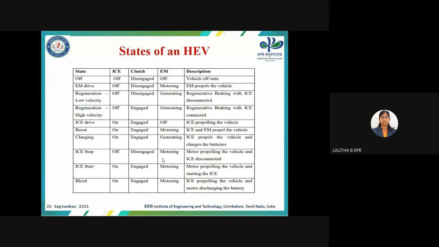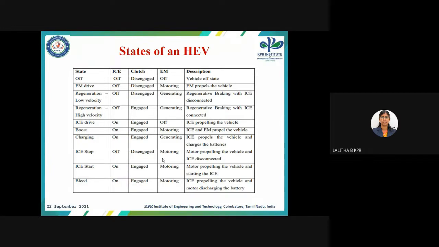Here we can explain the operating modes of the state machine, the different states of a hybrid electric vehicle. When it is in the off state, the clutch is disengaged and the electric motor is off, so the vehicle is also in the rest position. When the electric motor drives, the IC engine is off, the clutch is disengaged and the motor will be in motoring condition. The electric motor propels the vehicle. It is a low speed condition or starting condition. The next one is the regeneration at low velocity. The IC engine is off, the clutch is disengaged and the motor is in generating mode. So this is regenerative braking with the IC engine disconnected.